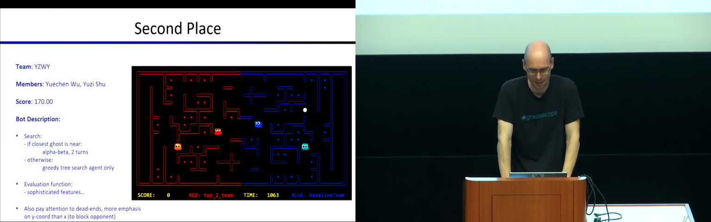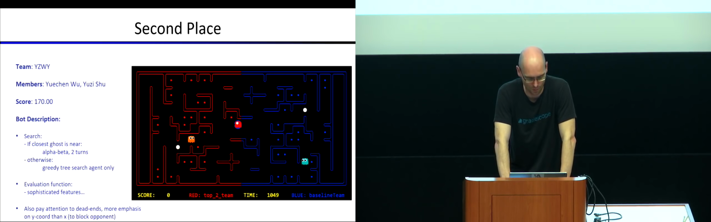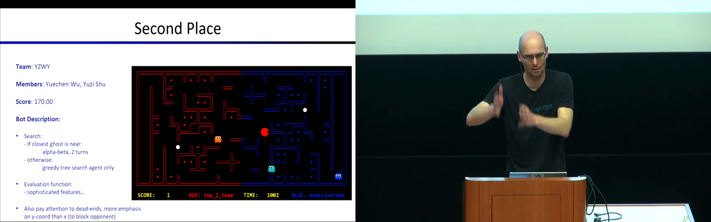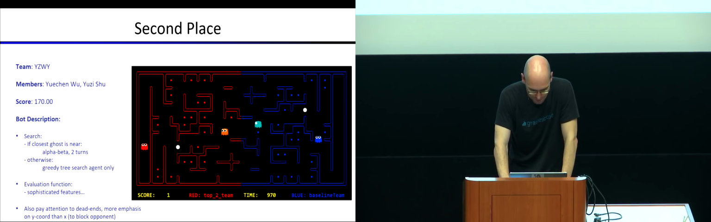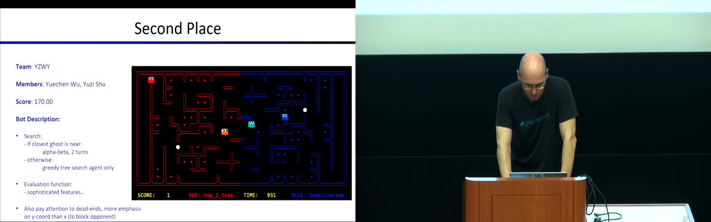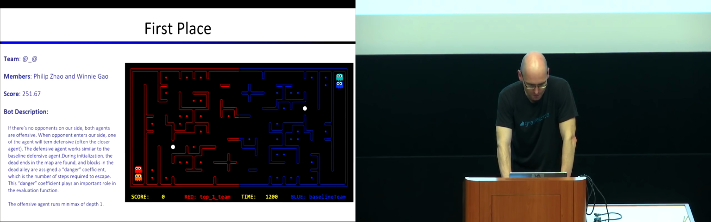Also pay attention to dead ends, very specifically, because of course you don't want to get trapped. And then more emphasis on Y coordinate than X, because Y is often the way you can keep people blocked, whereas X doesn't play as big a role in that. See this agent in action. Also beat staff agent. I'm going to move forward through this one to first place.